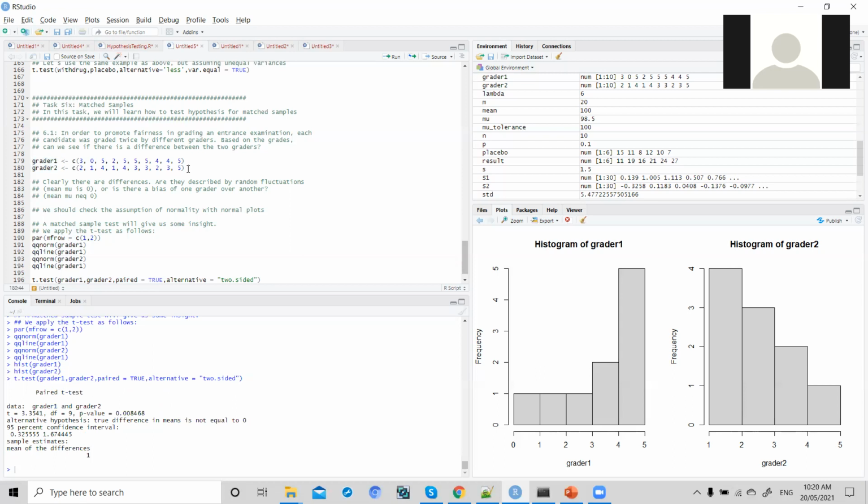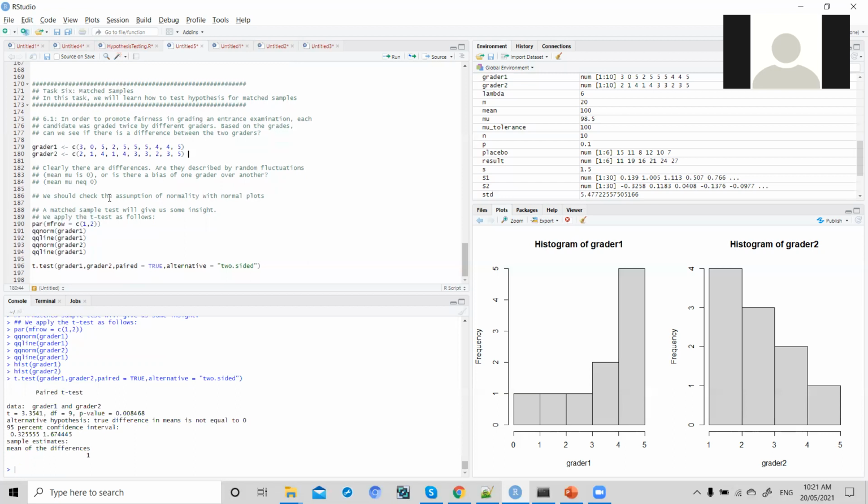Both results are different, right? So the marks for the candidate differ from one another. So there is a bias, we can say. One grader gives the candidate one mark and another grader gives another mark. So there is a bias over the grader. So this is one testing that we can do if there is paired testing.